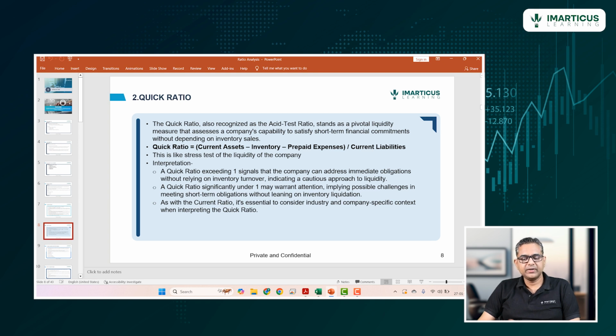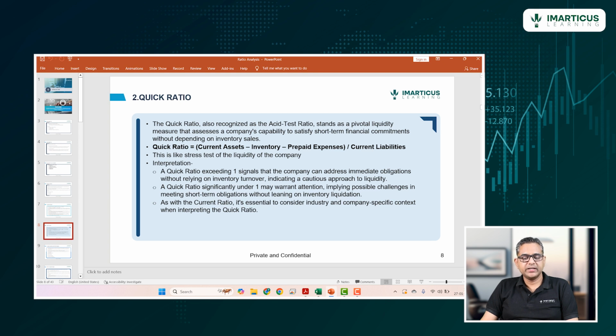So we have removed a couple of items from current assets. So the quick ratio would be lower than your current ratio, right? That's why we can also say it is the stress test of the liquidity of the company. That means even if we don't have these two items, does the company still have the ability to satisfy its current liabilities through those remaining current assets?